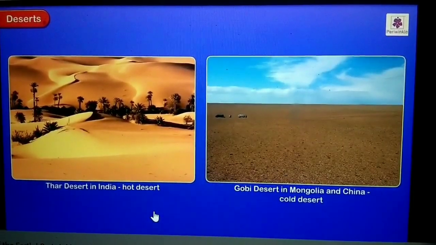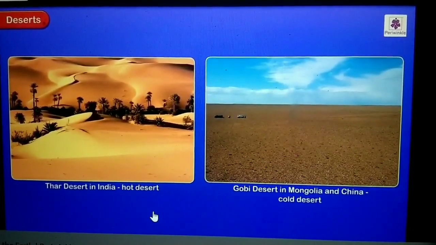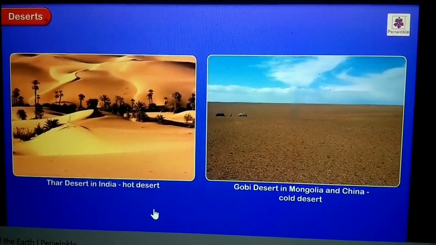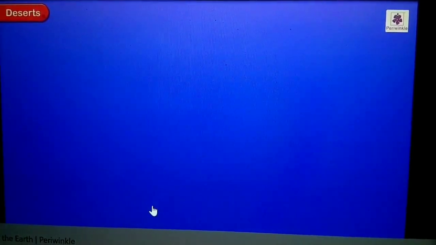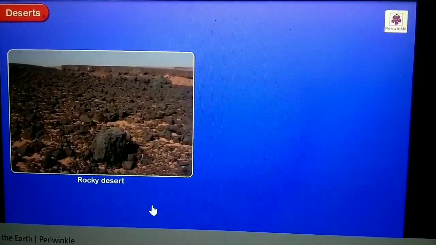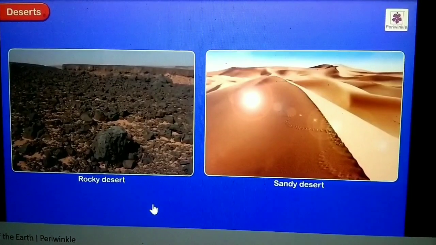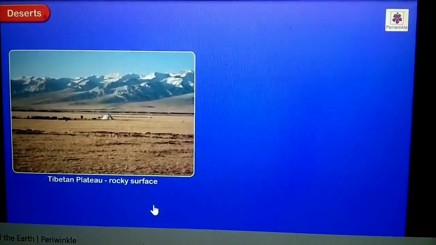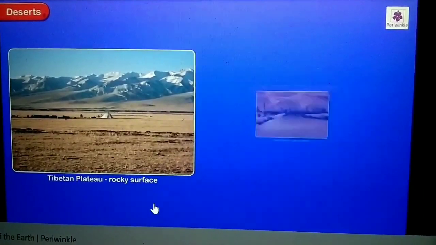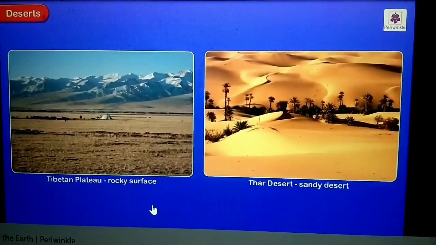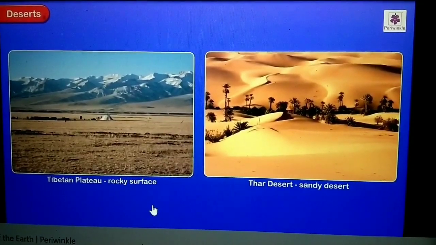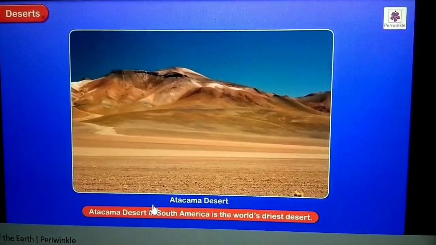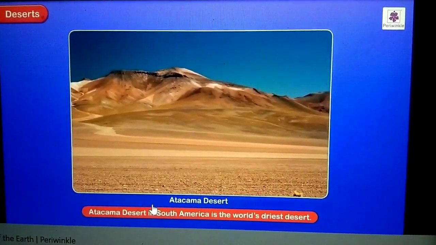The Gobi Desert in Mongolia and China is an example of a cold desert. Deserts can have rocky or sandy surfaces. The Tibetan Plateau has a rocky surface, whereas the Thar is an example of a sandy desert. The Atacama Desert in South America is the world's driest desert.